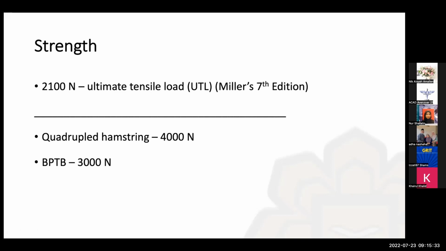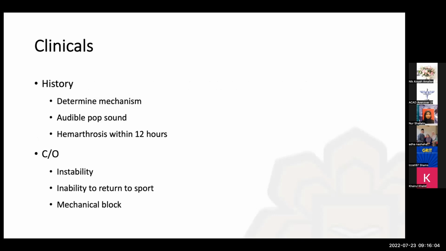But you must remember, when we do reconstruction, the initial strength is 4,000 or 3,000, but it will get weaker because of necrosis. That is why we must do rehab, because the graft will be weaker, not as strong as what was measured initially. When the graft is taken and a biomechanics study is done, they get 4,000 and 3,000 like that.